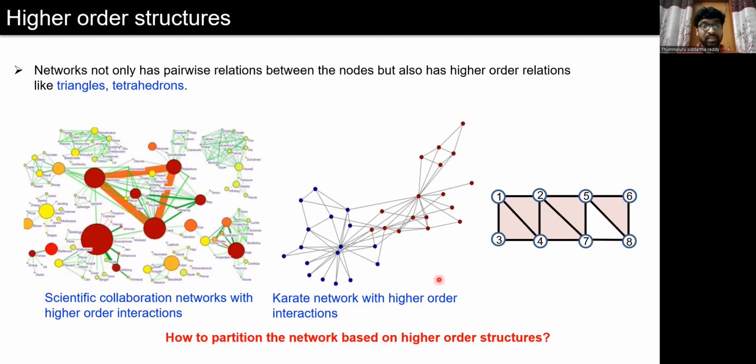With this motivation for higher order structures, we ask the following question: given a network with higher order relations, how do we partition this network into two groups based on higher order structures, in particular using the filled triangles?